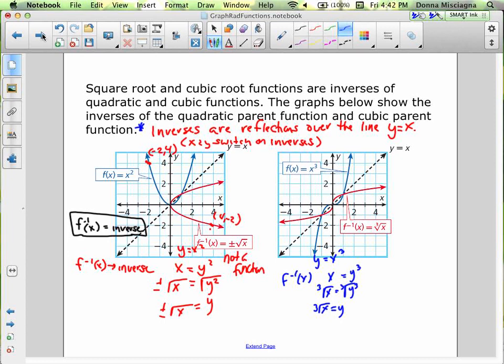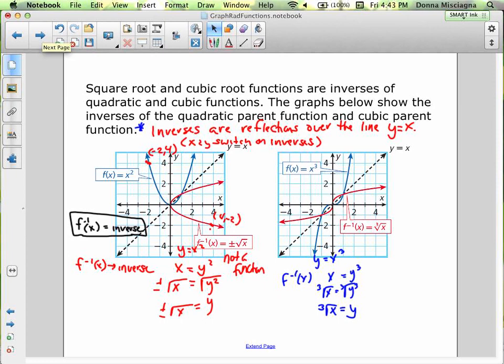That 3 looks awful big. It's supposed to be the index on the radical. So to find the equation of the inverse, we just switch the x and y, and we have x equals y cubed. And then we take the cube root, and there isn't a plus or minus on a cube root. There is only one solution anytime you're taking a root and it's an odd index. And so y equals the cube root of x. That still looks like times 3. My index is a little large there.